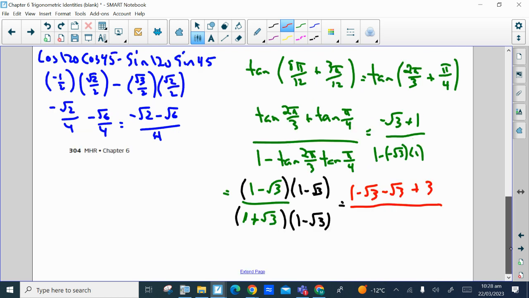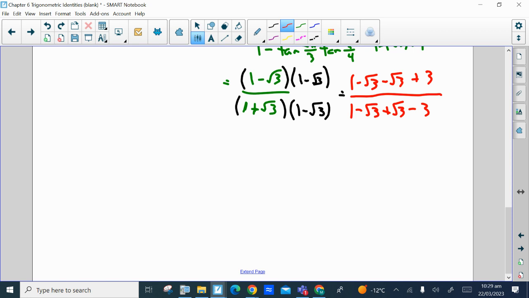On the bottom, in this case, the outer and inner terms will cancel because we're multiplying by conjugates. Front terms multiplied together, 1 times 1 is 1. The outer products is negative root 3. The inner product is positive root 3. There they go. They cancel. And the last, a positive times a negative is a negative. Root 3 times root 3 is 3. So this gives us 1 plus 3, which is 4, minus 2 root 3, all over negative 2.